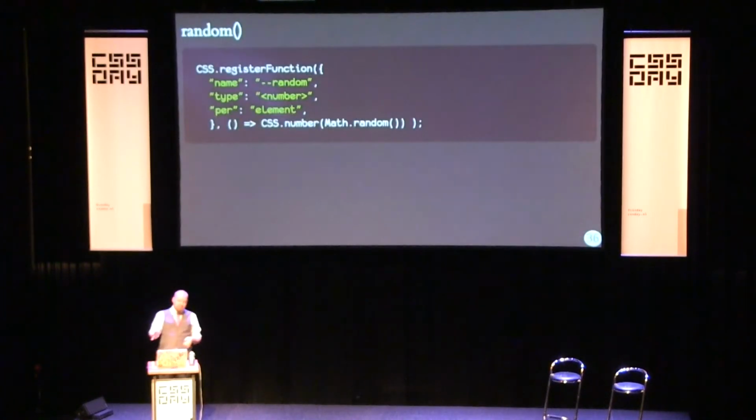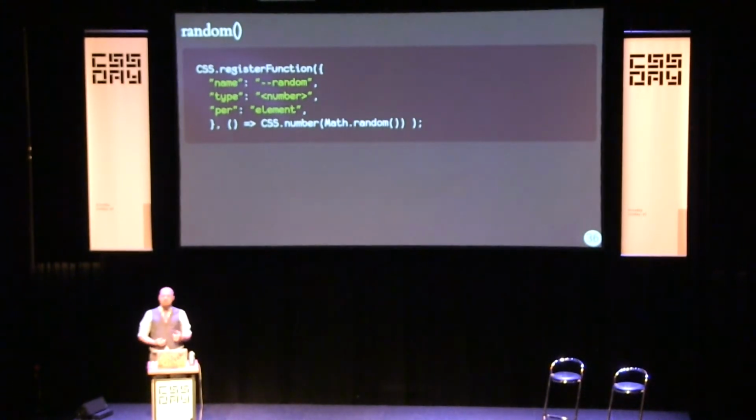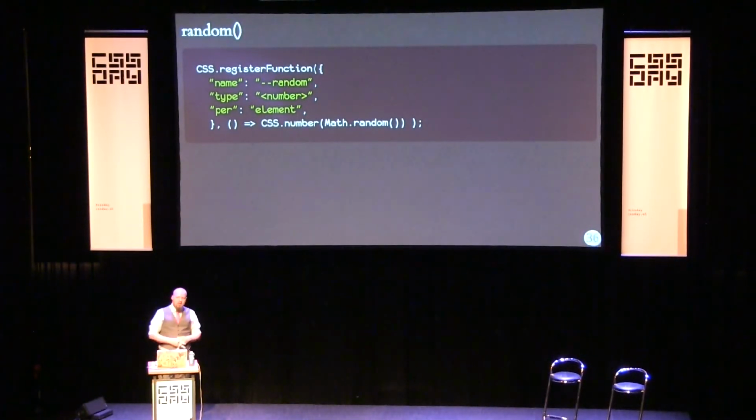But as Philip's example showed, random is something we want to be different per element. So this will be some way of indicating the sort of context you're going to use the function in, when it needs to be evaluated. When you parse, or when you apply it to an element? And the implementation is simple. It doesn't have any arguments, and it returns a random value. You just wrap it up in a CSS number so that it matches the type that we said it was going to be, and you're done.